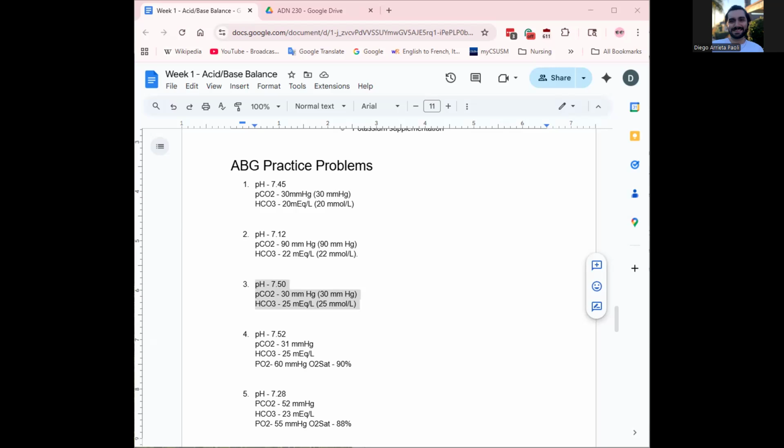Okay, yeah, uncompensated respiratory alkalosis. So again, our pH is going to be basic. CO2 is going to be basic. And your bicarb is going to be within normal limits. Match these two. This is CO2, so it's respiratory. So it's respiratory alkalosis, and there's no compensation because your bicarb didn't change. Your third value didn't change.